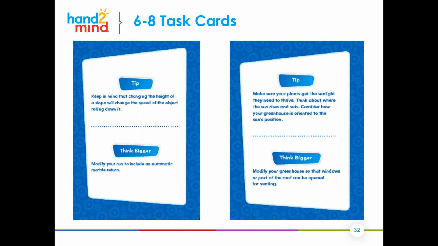Think about where the sun rises and sets. Consider how the greenhouse is oriented to the sun's position. And then modify your greenhouse so that windows or part of the roof can be open for venting. So this just gives you a better idea of what the task cards look like.